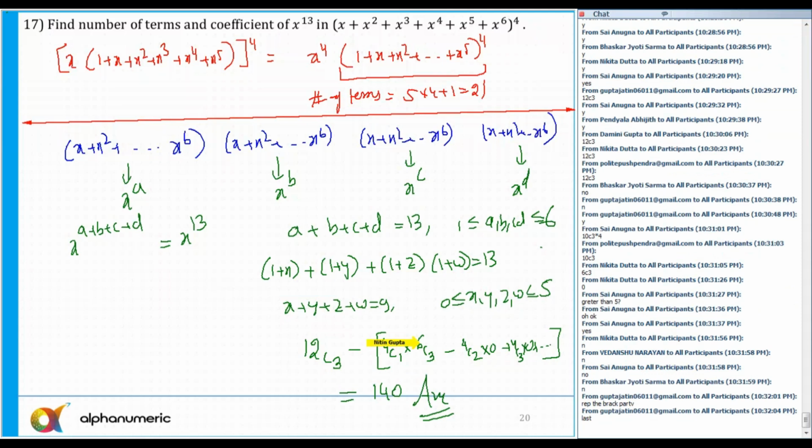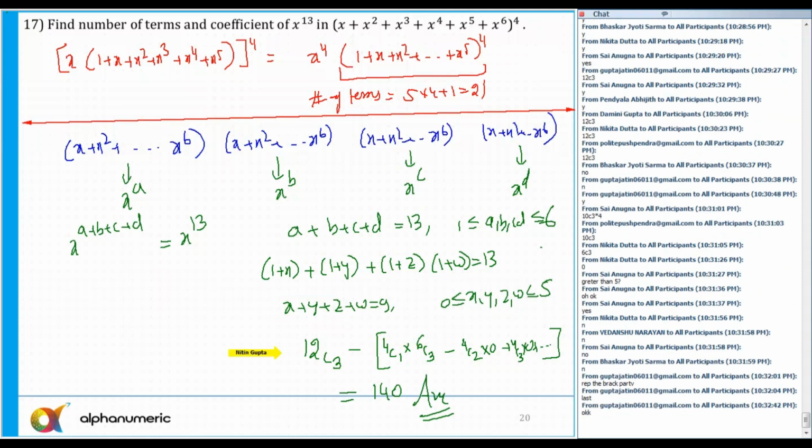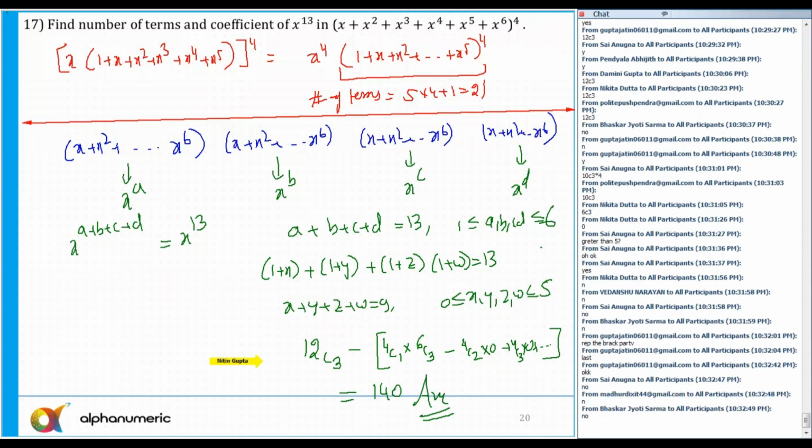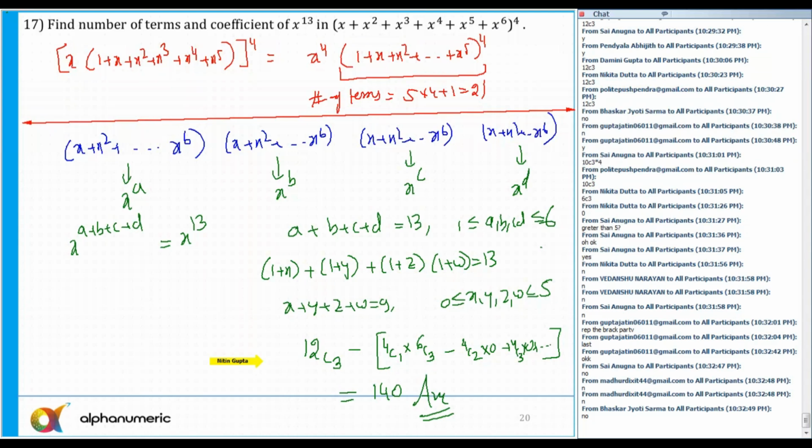Is that clear now? So any other doubts now, guys, please tell me. No. So can I move to the next question? Otherwise, you can do the casework case by case also. I do not know how many cases we will be getting.